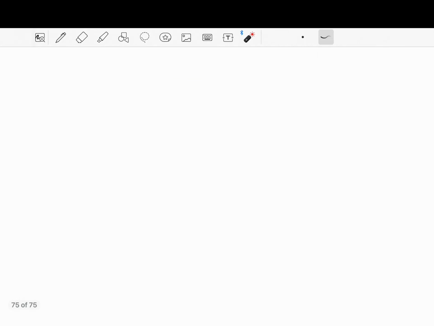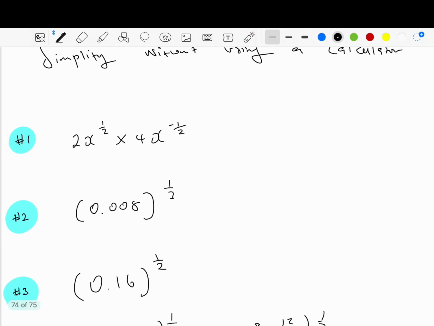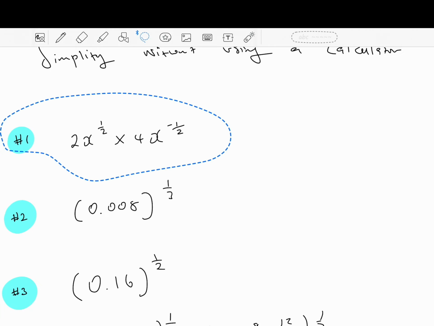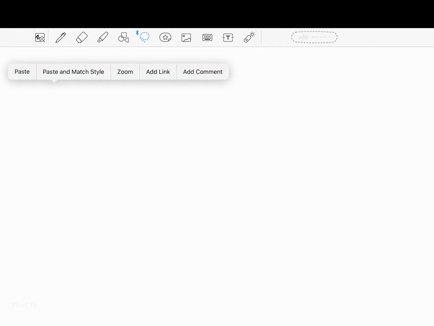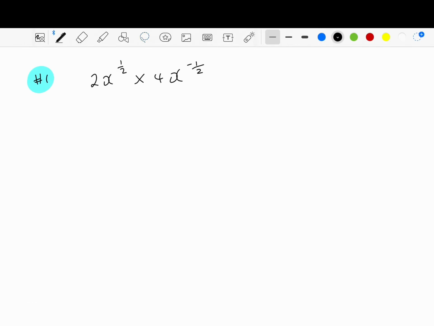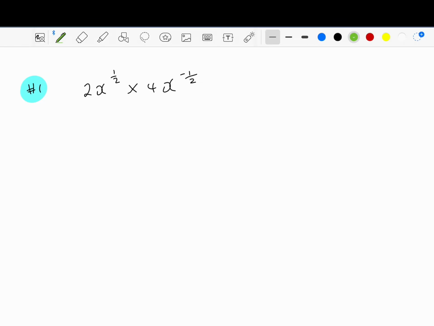Question 1. Let me just copy and paste it. What you need to do here is simplify this without the calculator. The rule that we're going to use is this one: if we have two of the same base, one with power n and the other with power m, you can then add the exponents. So that's what you're going to be doing here.